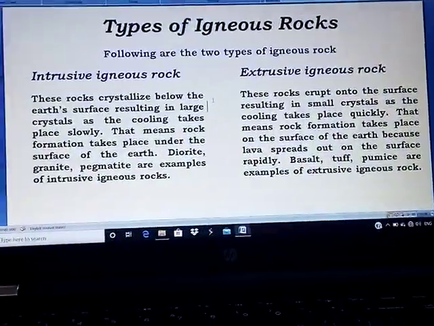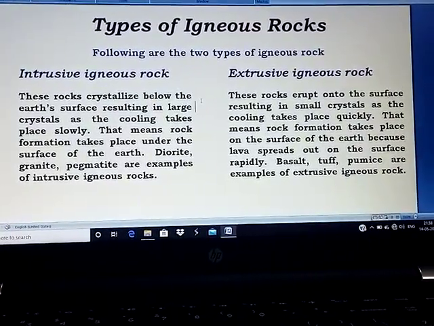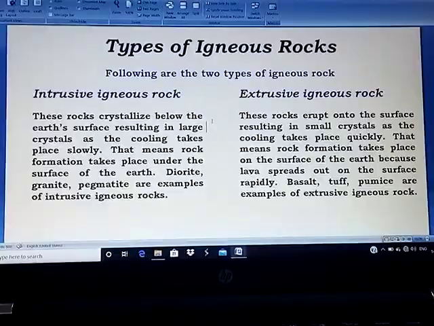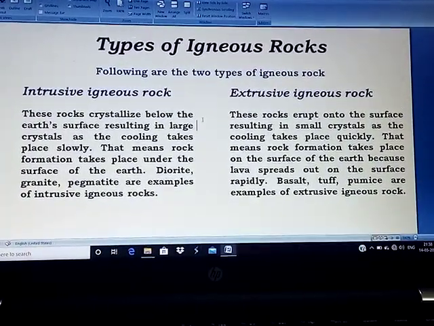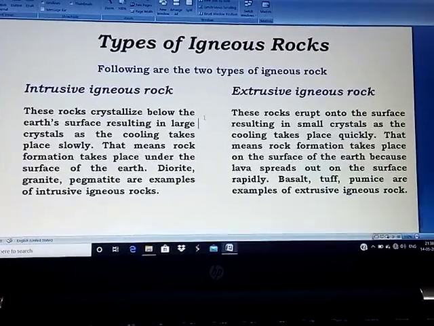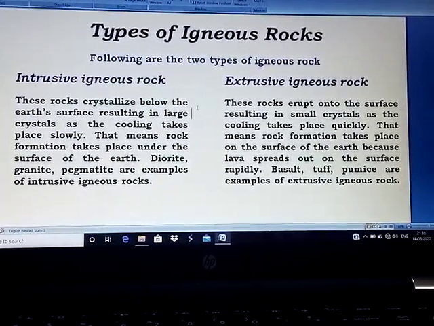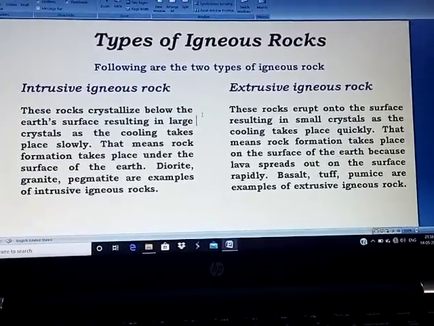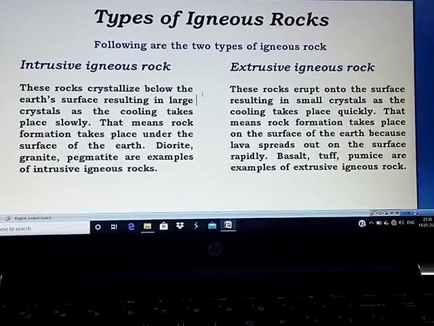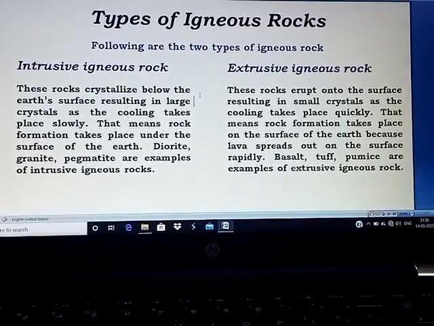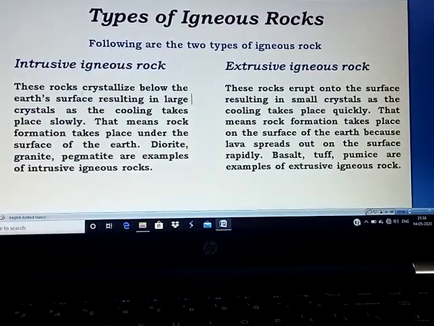Now sometimes this magma cannot get a vent, meaning an outlet, to come out of the surface. So what happens? As a result, it stays within the surface and gets cooled over a long time and solidifies. Whatever igneous rocks are formed inside the earth's surface in this process are known as intrusive igneous rocks.